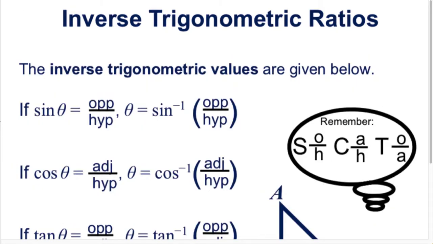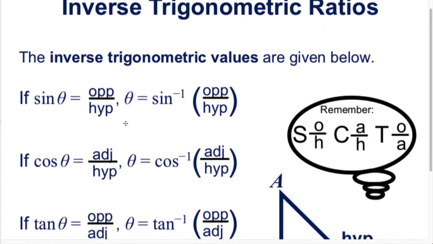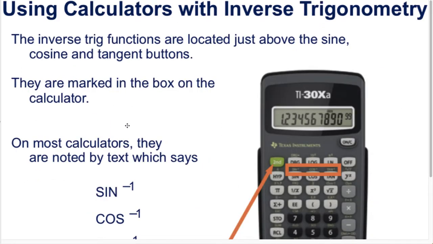Again, as a reminder, there's SOHCAHTOA that you need to remember. In theory, if you're given the opposite side and the hypotenuse, you can find the angle using inverse sine. The same is true for inverse cosine and inverse tangent. So if you know the adjacent side and the hypotenuse, you can reverse it to find the angle.